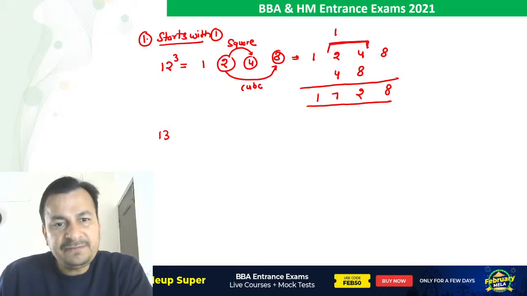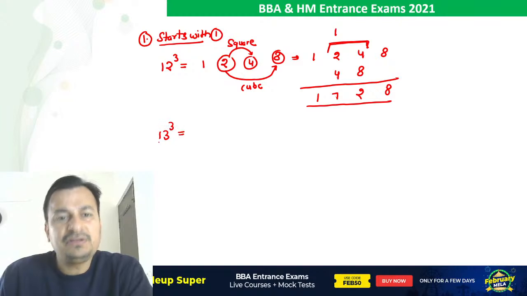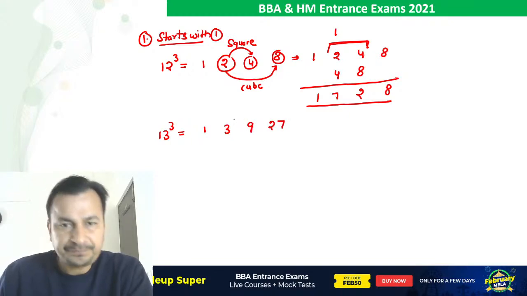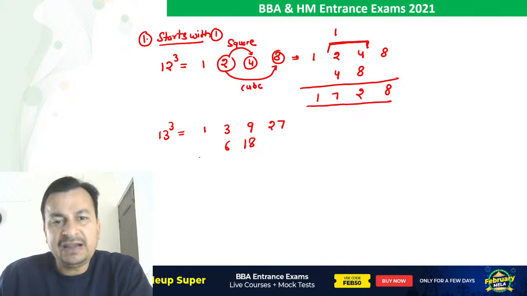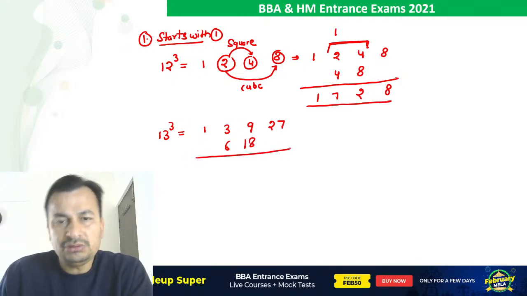Say if I want to calculate the cube of 13, so first we will write 1, then 3, square of 3 is 9, cube of 3 is 27, 3 multiplied by 2 is 6, 9 multiplied by 2 is 18, and then we will add these two numbers.